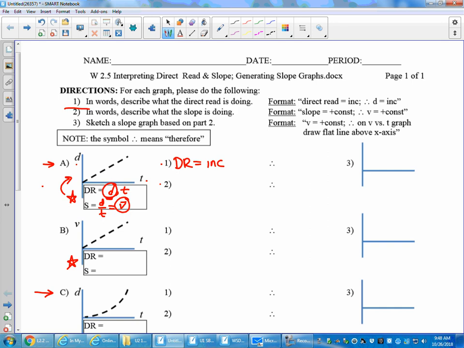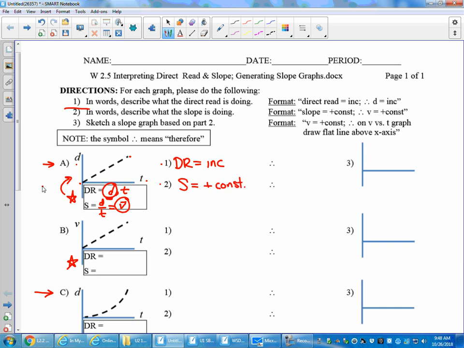What is the slope doing? Well, the slope, you have to know, this is a constant slope, constant steepness. And in particular, it's not a zero constant, it's not a negative constant, it's a positive constant. So you can say slope is a positive constant.